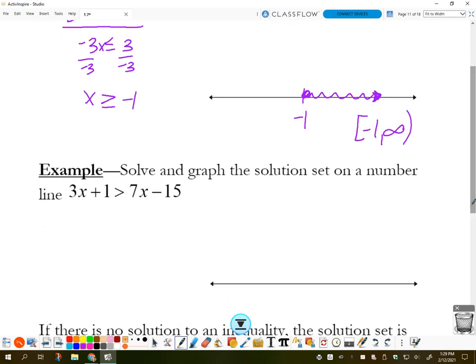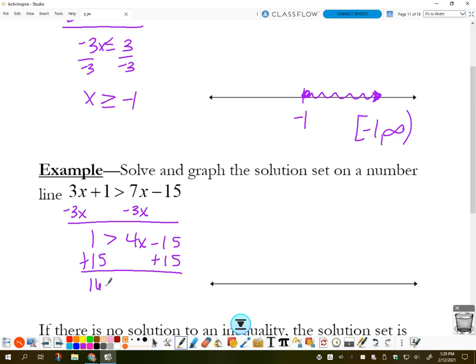Alright, so next problem. You have x's on both sides. We want x's on one side. So I'm going to subtract 3x. You could have subtracted 7x. Add 15. Divide by 4. And I get that x is less than, because if you read it backwards, x is less than 4. So we're going to put a 4, have an open circle, and shade towards less than. And we'll say negative infinity up to 4 as our interval notation.